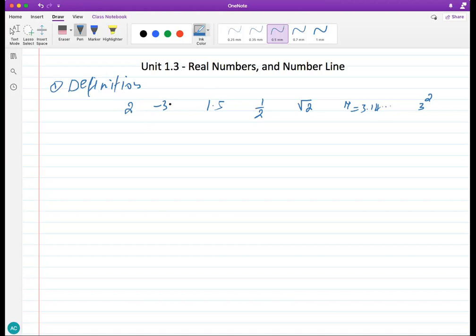So all these numbers are called real numbers, but they have some subgroups or subcategories that they belong to. For example, real numbers. We call this a real number set. All these belong to the real numbers. And real numbers itself can be divided in smaller groups. The first one is what we call the natural numbers.